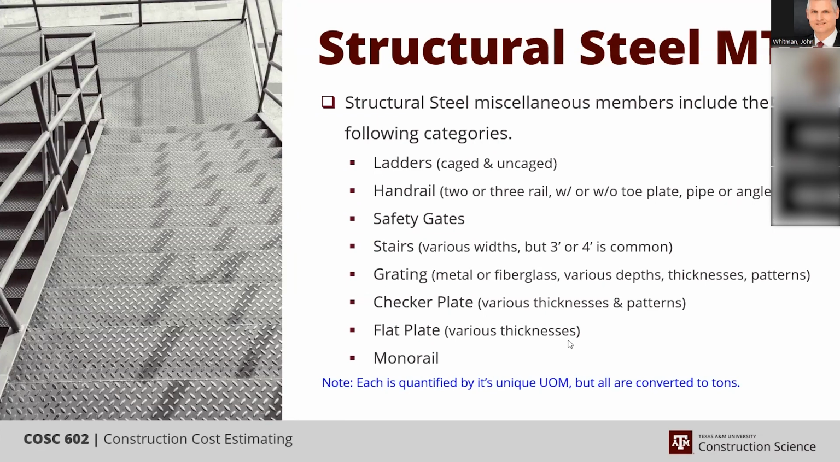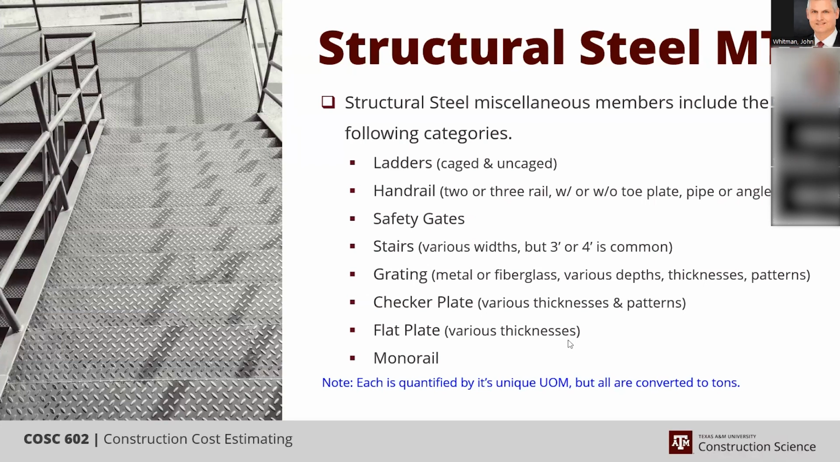Miscellaneous members. Whenever I mention miscellaneous, we're talking about ladders, handrails, safety gates, stairs, grating, checker plate, flat plate, and monorail. They're unique items, like light and medium. They're labor intensive per pound, and they're unique, and they have their own unit of measure, as I was mentioning earlier. So we have to address them separately, and per ton they're expensive, and per ton they require a lot more labor.